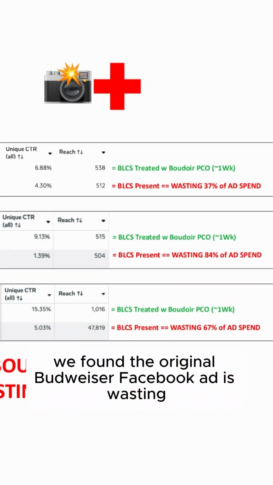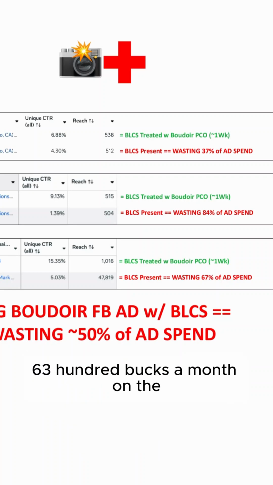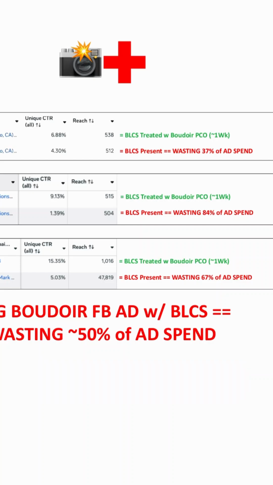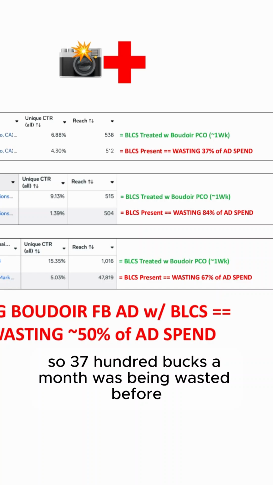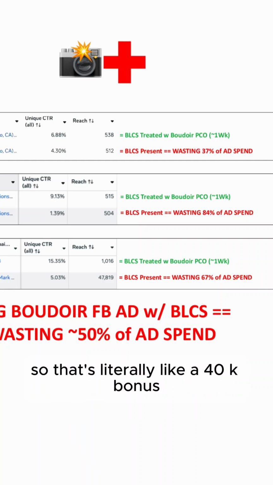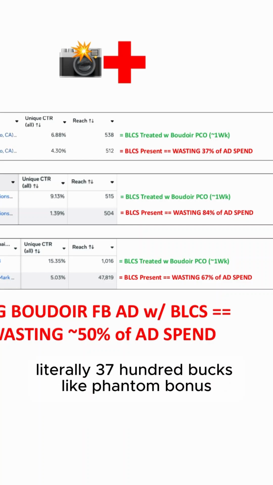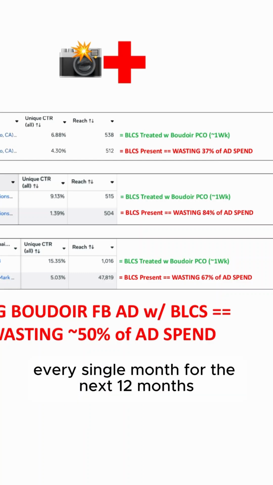So we found the original Boudoir Facebook ad is wasting 37% of ad spend, which means if the original was spending 10 grand a month in Boudoir Facebook ad spend, now the Boudoir photographer only needs to spend $6,300 a month on the Boudoir Pico treated ad, and they will get the same number. They're adding to the same number of women's brains each month. So $3,700 a month was being wasted before. Now we don't even spend it. The Boudoir photographer can pocket it. So that's literally like a 40K bonus over the next 12 months. Literally $3,700 like phantom bonus every single month.